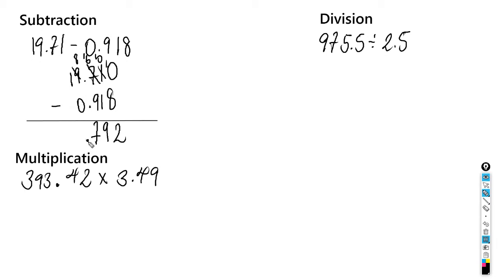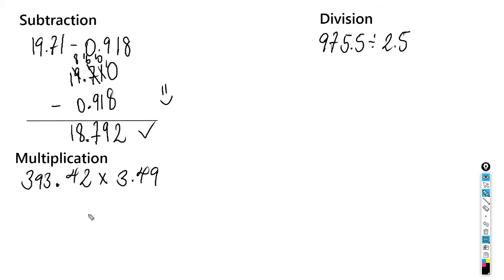The point. Don't forget the point. Line them up, guys. Then 0 minus 8 would just give us 8. And then 1. So it's 18.792. That's the answer, guys. Let's move on to multiplication. Let's leave division for last.